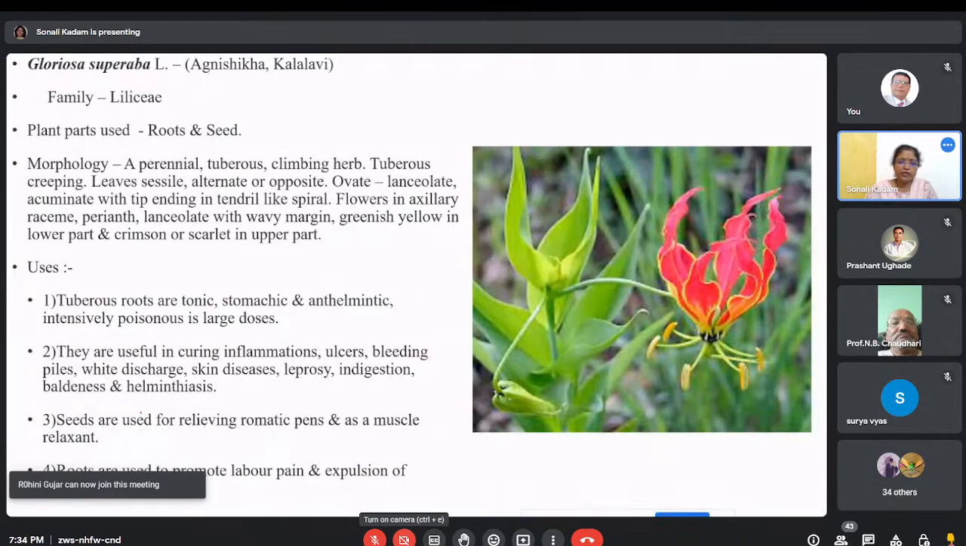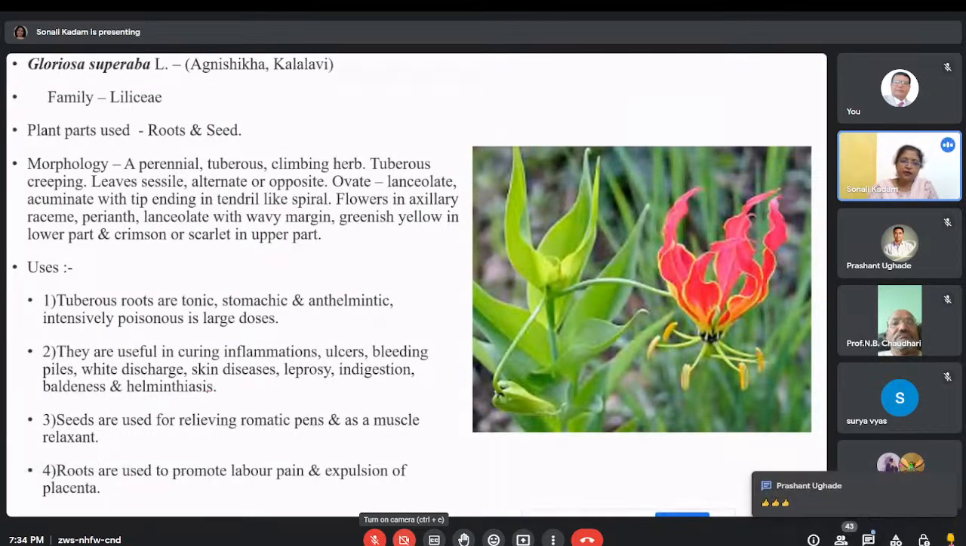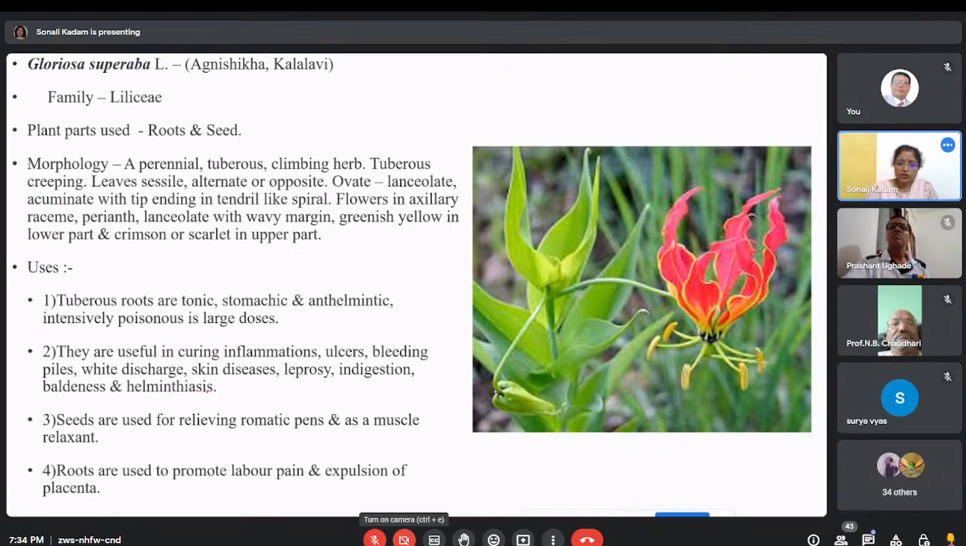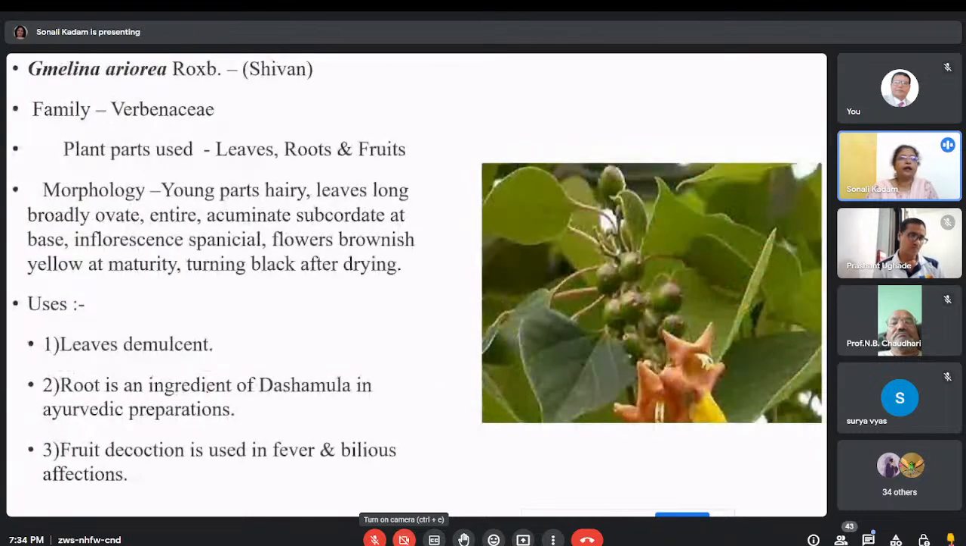Then the seeds are used for rheumatic pains and as muscle relaxants. Then the roots are also used to promote labor pain. During delivery, if the woman is not having labor pain, then the roots are applied so that she will have labor pain.